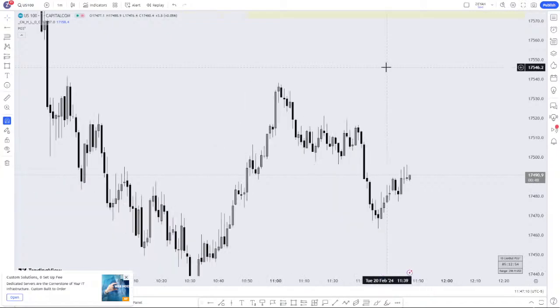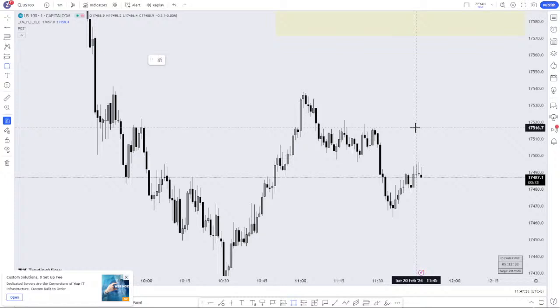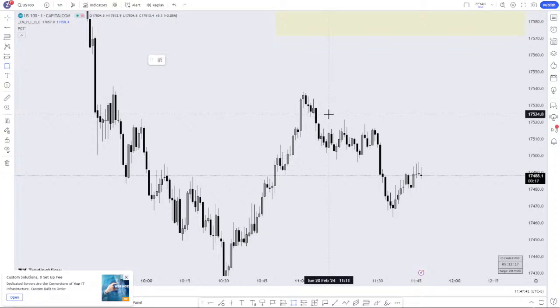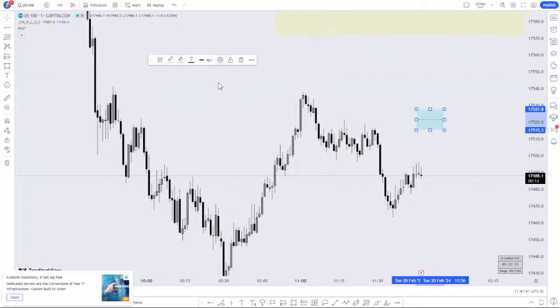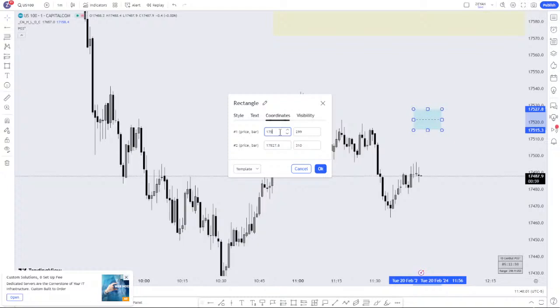The real juice. 17525, 17525, these are the stairs. 17525.6. The next would be 17547.